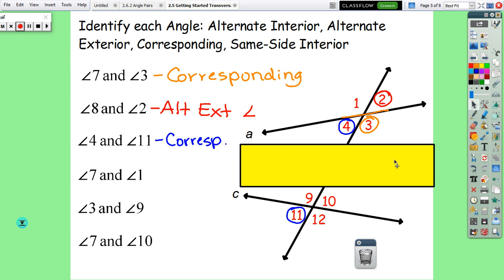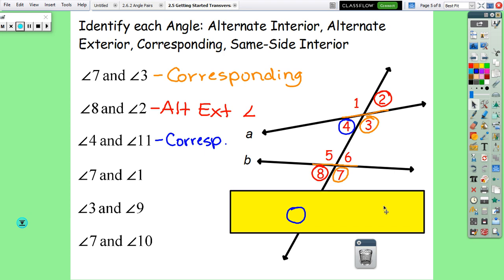Next pair that we're looking at is 7 and 1. So again, I'm going to slide this down here so that we can just focus on these 2 lines right here. So now we have 7 and 1. Okay? These are the 2 lines that we're talking about, and here's our transversal. So 7 and 1 are on opposite sides of the transversal, so it's going to be alternate something. They're not both on the inside of these 2 lines, but they are both on the outside, so we could say that these are alternate exterior angles.